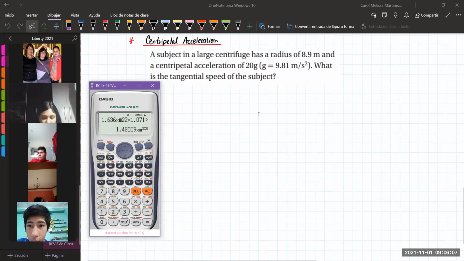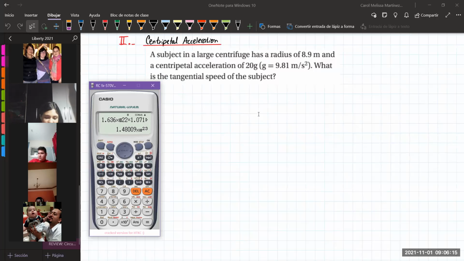Now, another topic that I want to review is centripetal acceleration, but I don't have the time to review it all. But you know, the topic is quite simple. I guess that you remember. If not, go watch the videos too. It says a subject in a large centrifuge has a radius of 8.9 meters and a centripetal acceleration of 20 g. That is important. It says the centripetal acceleration is 20 g, and they are giving you the value of g.